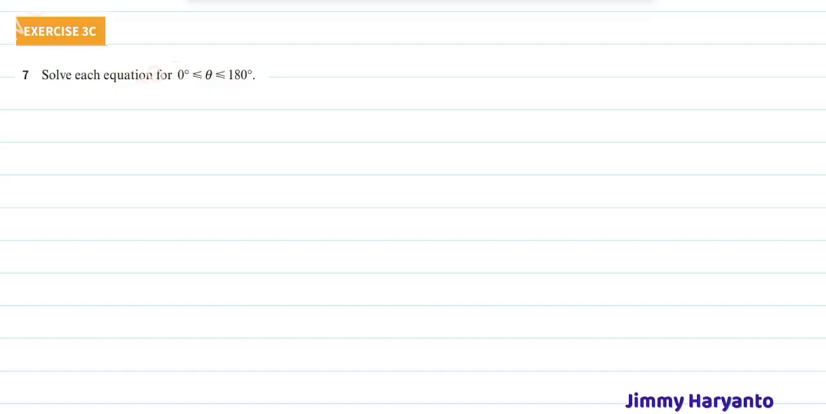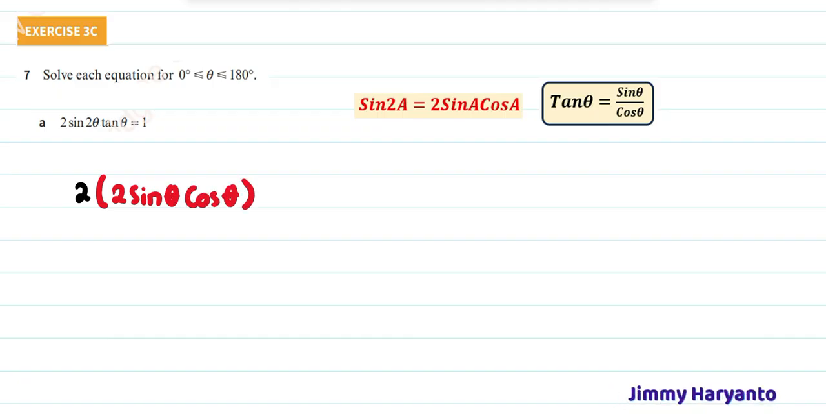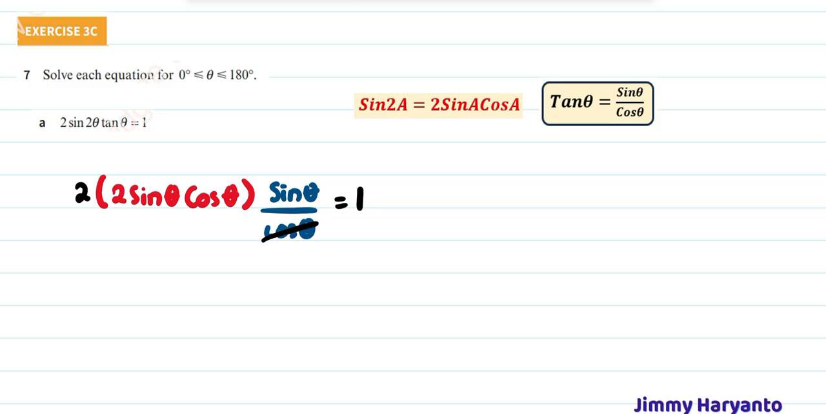Next is question 7. For question 7, solve the equation. Okay, next is question 7a. For question 7a, we have to change the sine 2 theta, I guess. So let's change it into 2 sine theta cos theta. And then change the tangent into sine theta over cos theta, so you can cross out the cos theta later. Equals to 1. Cross this one out, so we have 4 sine square theta equals 1.